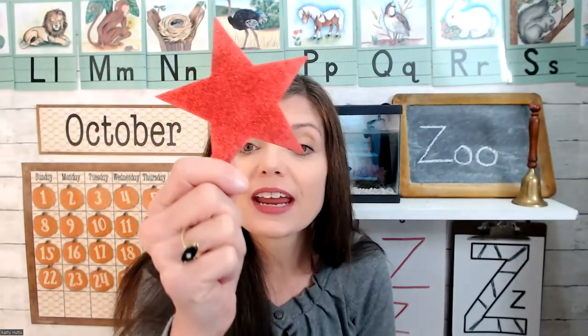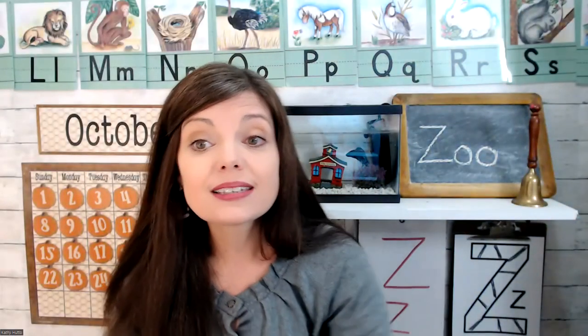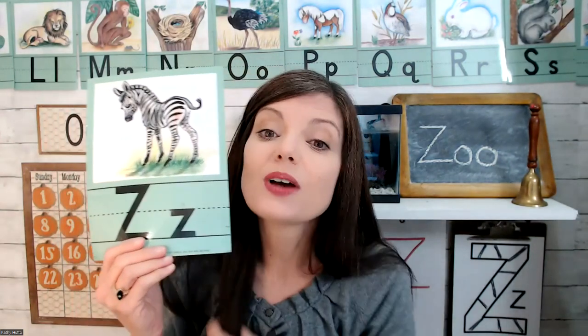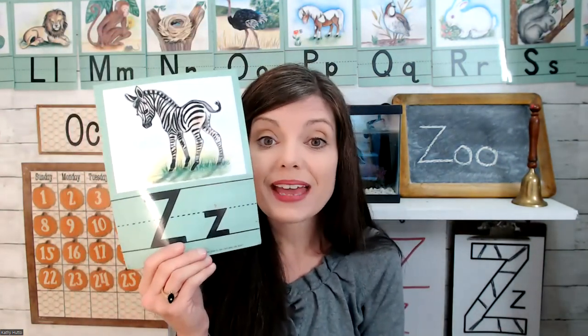Well, I'm going to cheer for you because I know you are doing a great job practicing your letter Z's. And this is a sticker for your handwriting paper. Well, now that we know what Z looks like, we can recognize it, we can write it. The next thing to do is talk about the sound that Z makes.